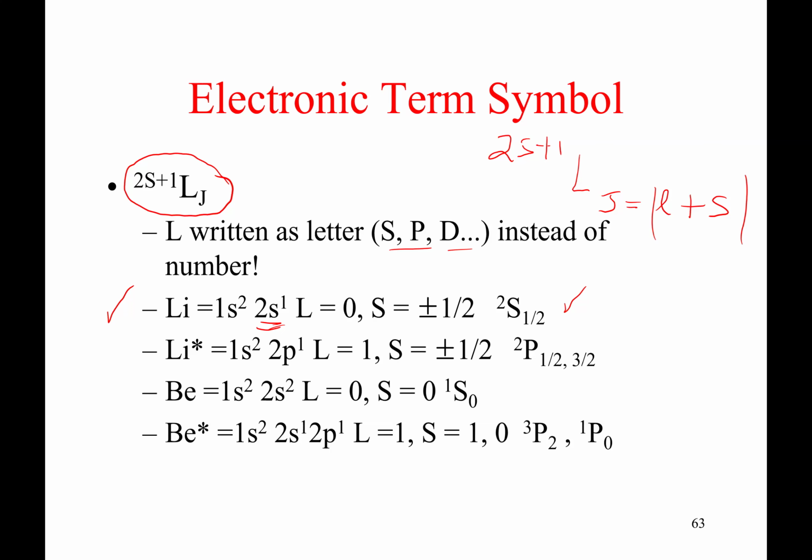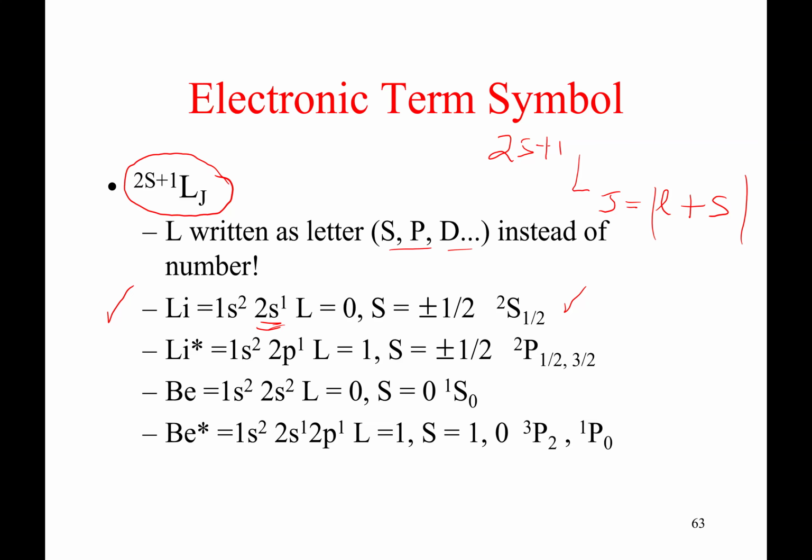Why don't we consider the inner electrons? Some of you may ask. They are already fully filled, so S equals 0. So we consider the outermost one. So that is 2p1, L equals 1, S equals plus a half or minus a half. And then you can have 1 plus a half is 3 halves, 1 minus a half is a half, right?